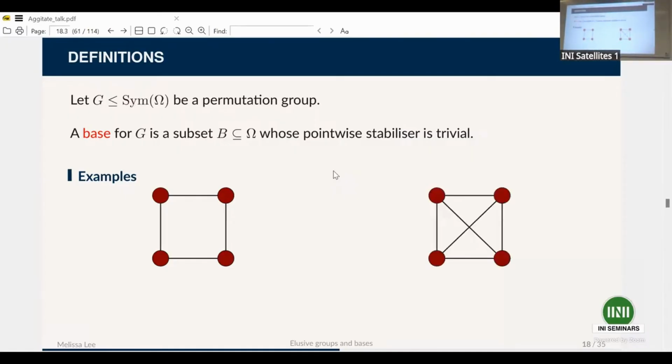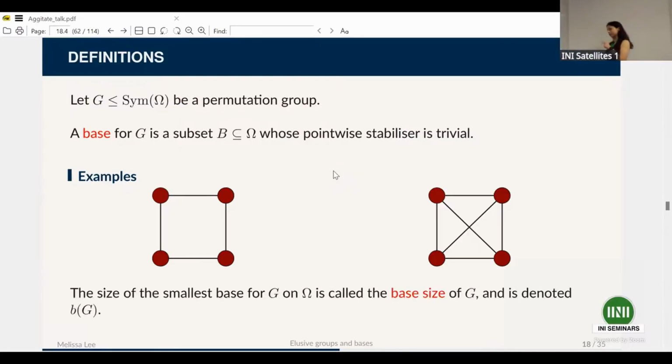If I instead take this complete graph here, where I've got the symmetric group of degree 4 acting, then again you could be cheeky and say, take all of the vertices and that forms a base. But I can also take, say, 3 of these vertices here. If I fix 3 of these vertices, then this 4th one has nowhere to go. So that also forms a base.